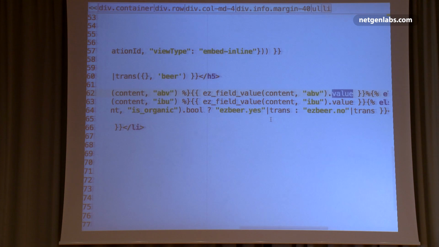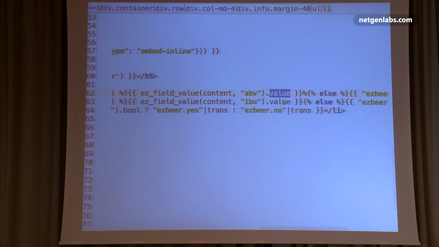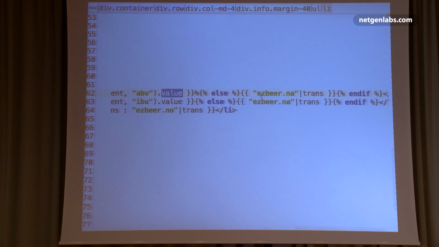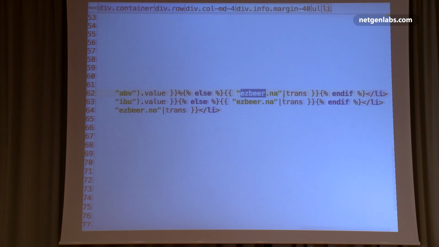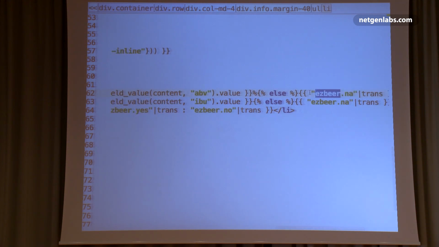But here ABV is a float and IBU is an integer. So we're using the value public property for this. And if it's empty, then we just display non-applicable. Again, with the translation, basic translation. We could have used an override template for this, right? Alternatively, yes. But we did not, on purpose, because it's a very, very simple one.